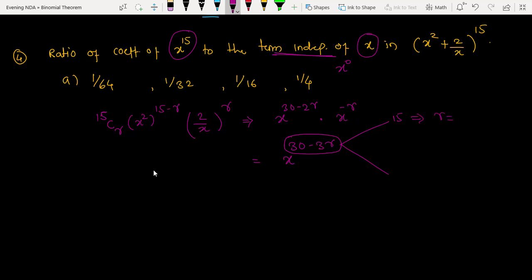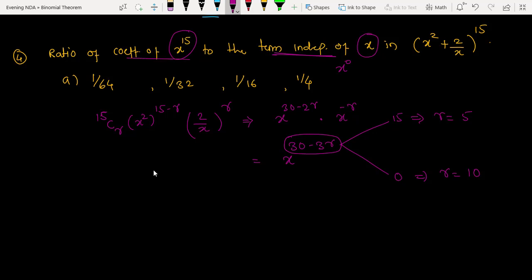So 30 minus 5 is 15. 15 divided by 3 is 5. Very good. If I equate it to 0, then what will be the value of r? 10. So these are the two values which will give me the coefficient of x to the power 15 and the independent term of x.